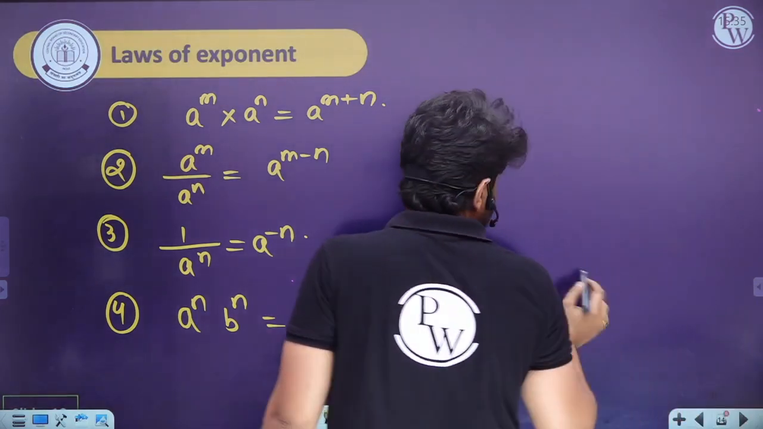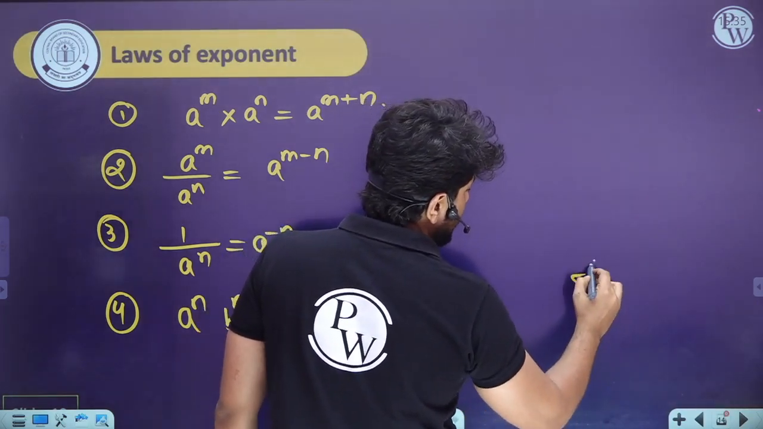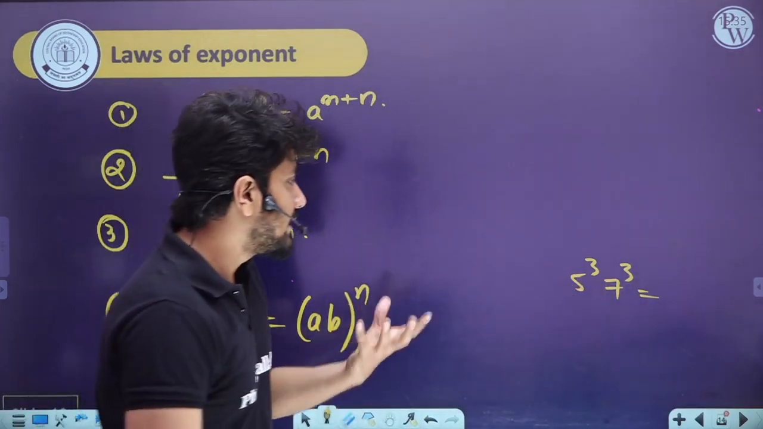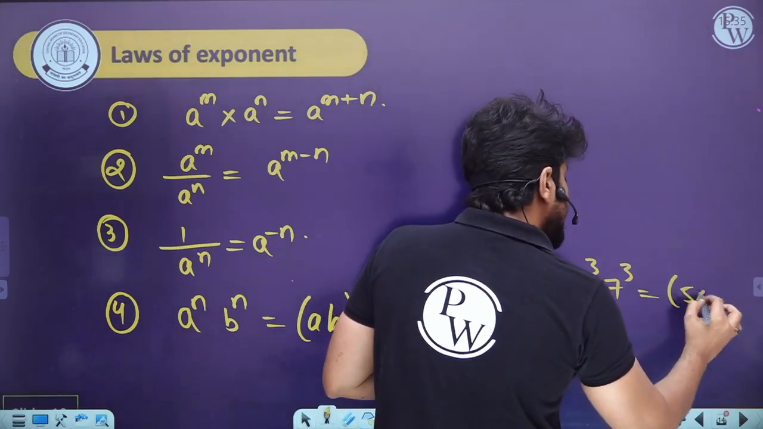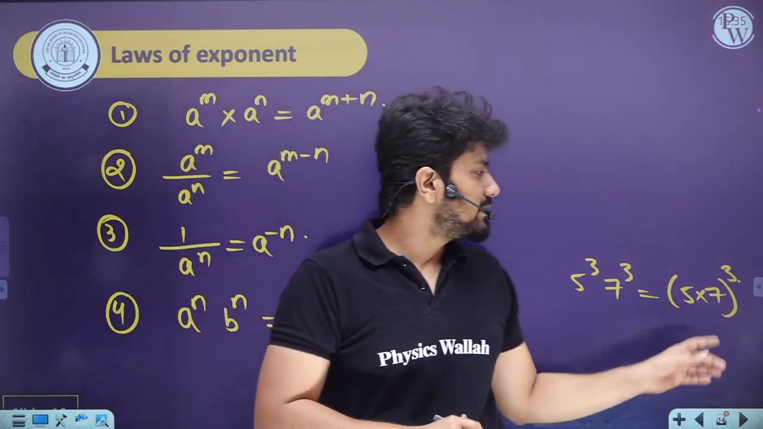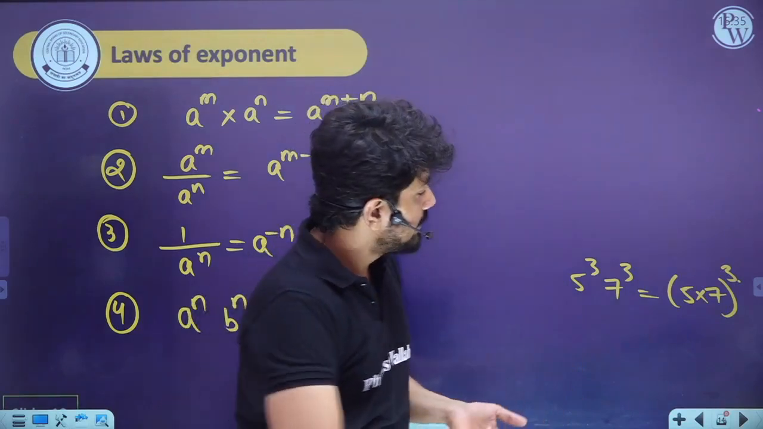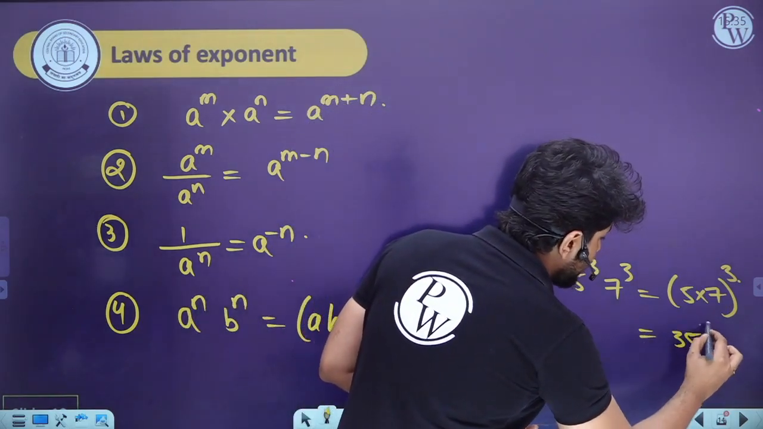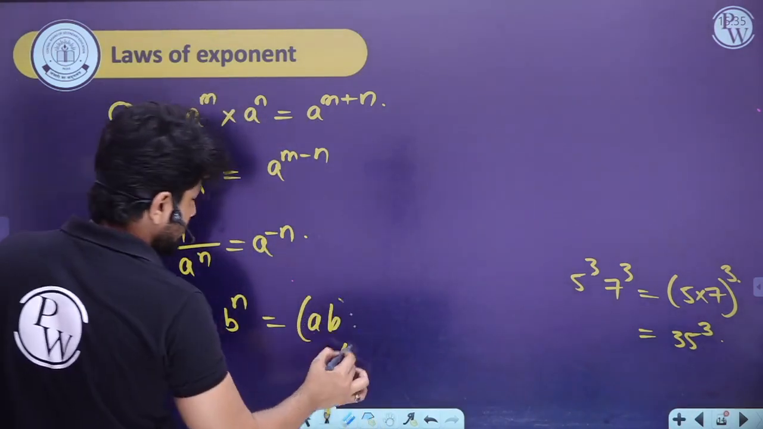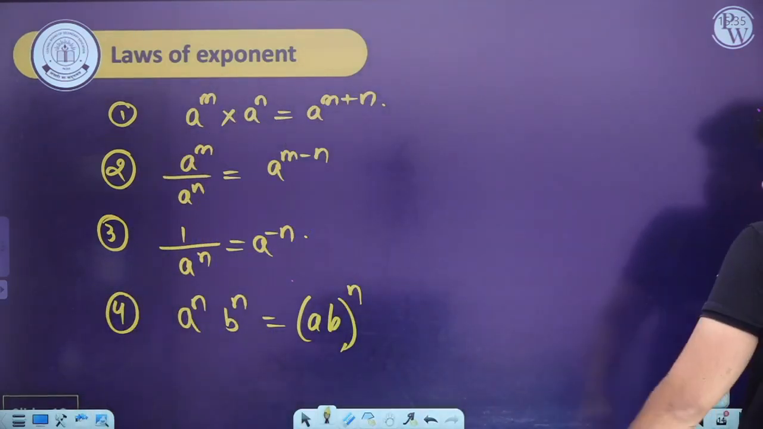Suppose it is written that 5 raised to the power 3 into 7 raised to the power 3. So here the powers are same. So we can write it as 5 into 7 whole raised to the power 3. Right? 5 raised to the power 3 into 7 raised to the power 3 is equal to 5 into 7 whole raised to the power 3, which is basically 35 raised to the power 3. So this is the law which we are talking about. AB whole raised to the power n. Correct, everyone?